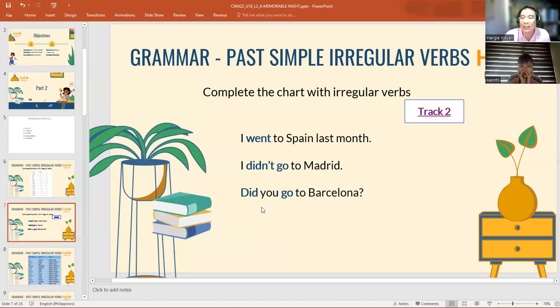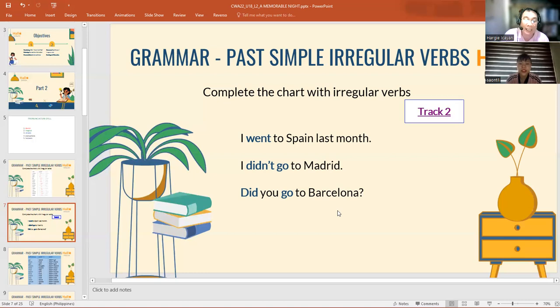Okay, next, in asking question, do you think this one is also correct? Yeah, I think it's true. Why is it correct? Because the question happened in the past. You want to ask about the action that happened in the past. So we need to use did, and then subject and verb.